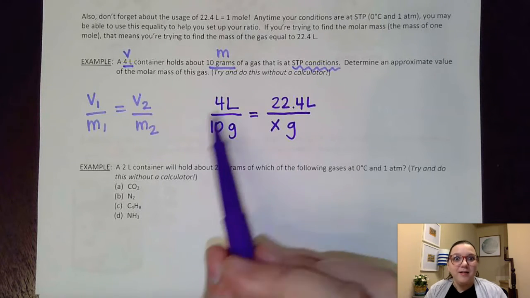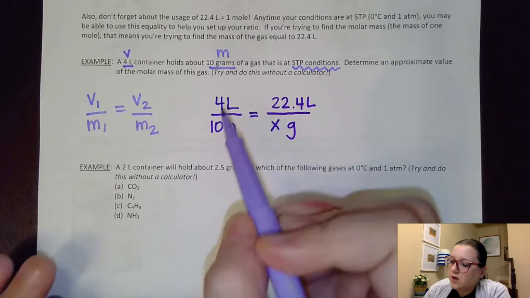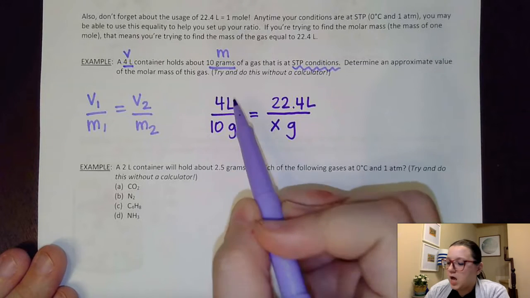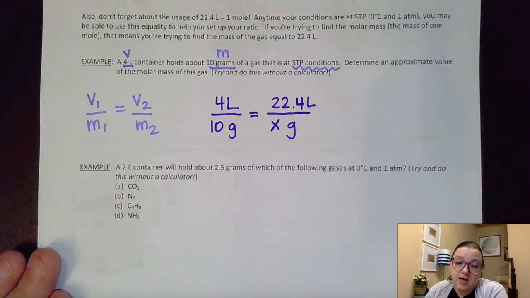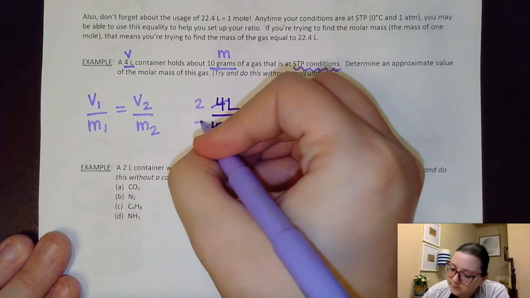So you can see how it enabled us to set up a ratio here versus plugging into Pivner. It does say to try and do this without a calculator, so I'm going to show you some tricks and tips you could use to do that. First off, I always check to see if I can reduce this fraction right here. I see that I have 4 over 10, so I could reduce that down to 2 over 5.